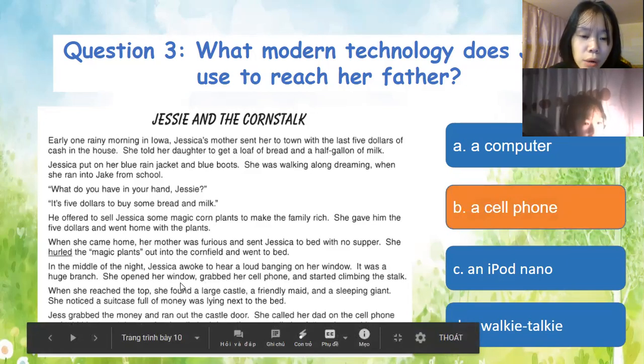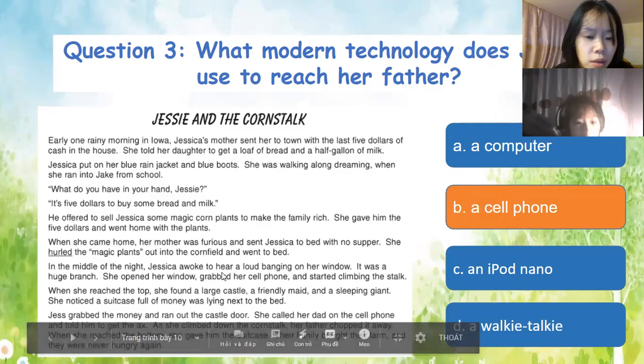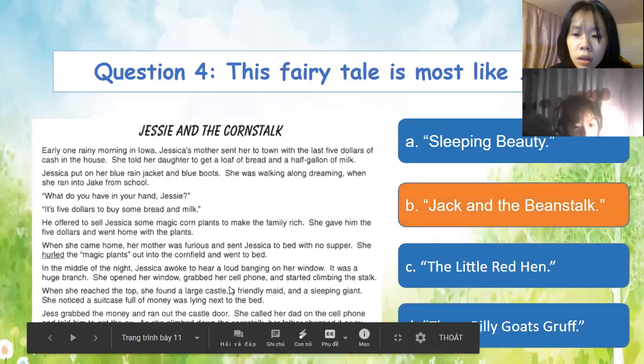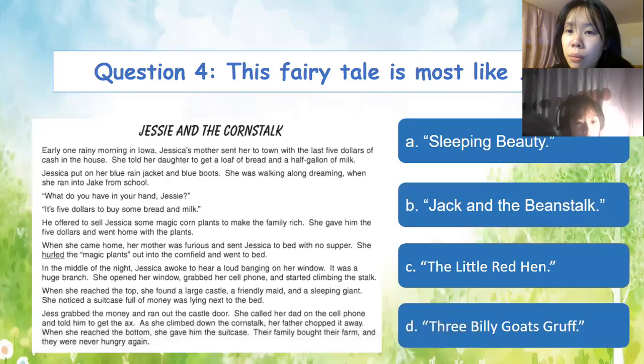Here, right? She opened the window, grabbed her cell phone, and started climbing the stalk. Okay, so next time we will do the rest.